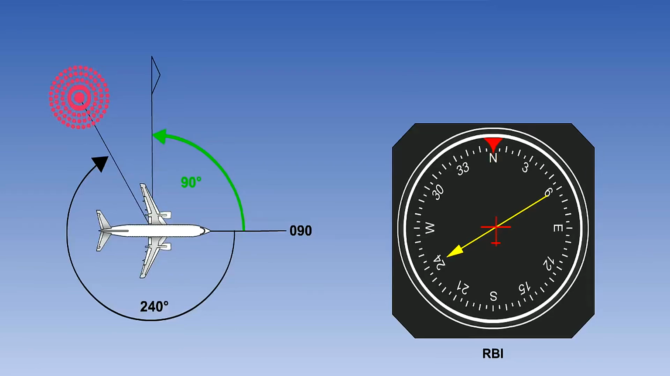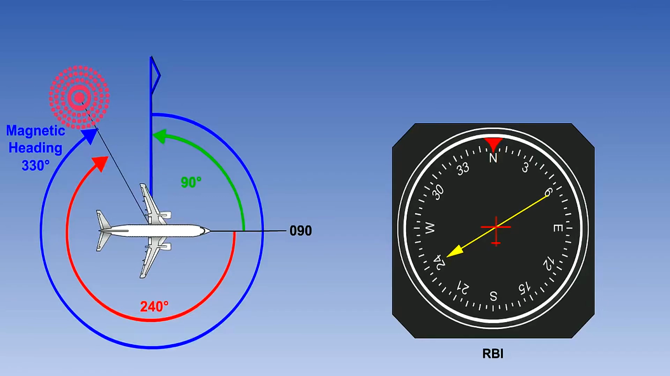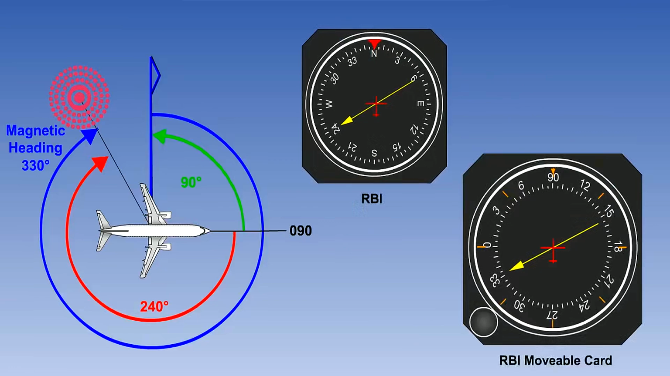So if we add the heading of 090 degrees to the relative bearing of 240 degrees, we have the same magnetic bearing to the NDB of 330 degrees. With the movable card set at 090, this calculation is done for the pilot, showing that the NDB is on a magnetic heading of 330 degrees.